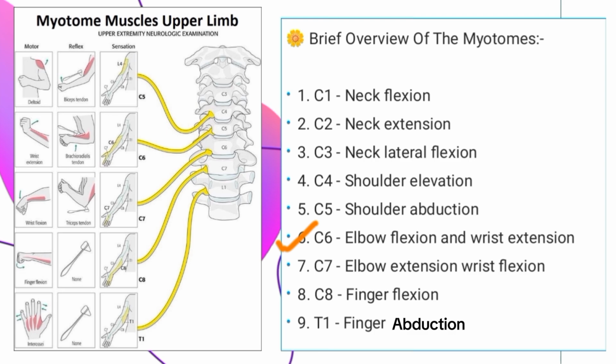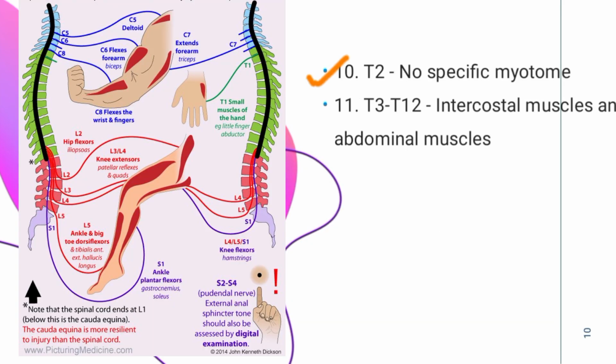C6 is for elbow flexion and wrist extension both. C7 is for elbow extension and wrist flexion. C8 is for finger flexion. T1 is for finger abduction. T2 is not any specific myotome for T2. Then from T3 to T12, intercostal muscles and abdominal muscles.